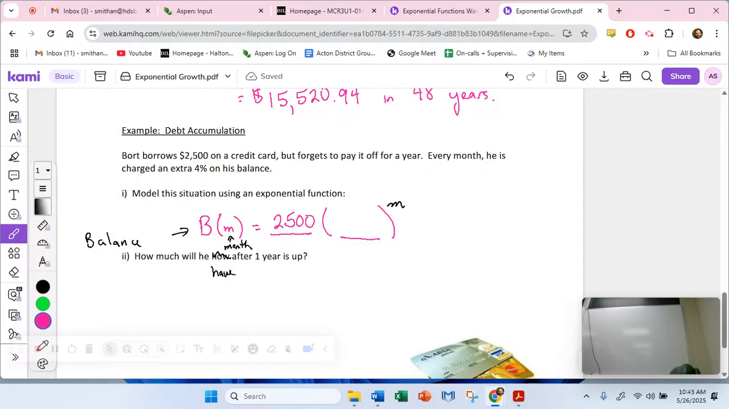Anyone have any ideas about what the base should be? Andrew? 1.04. 1.04, good. So the second thing students might try is using 4% as a decimal, which is wrong too, because that number is between 0 and 1, which would mean Bort's debt is actually decreasing, which would be great if you can find a credit card where your debt decreases over time if you just let it sit. Can you please let me know? Because I would want 100 of them. But Andrew is correct. We're going to use 1.04.